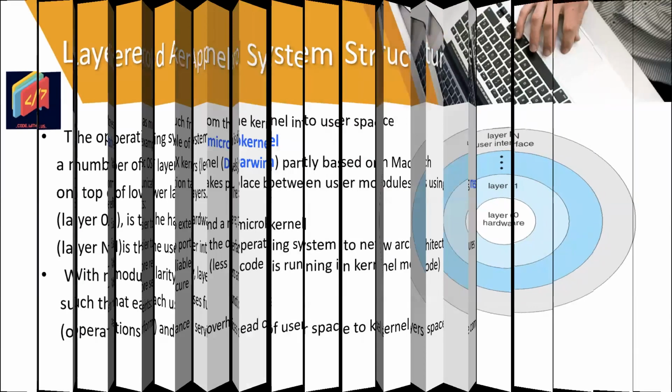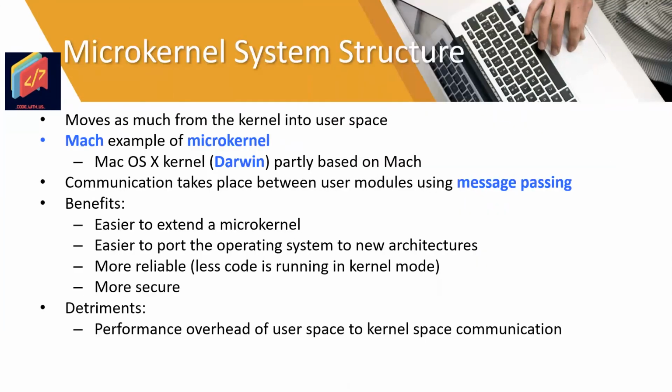And the next one we will discuss is the microkernel system structure. It's a very important structure also. The microkernel structure moves as much as possible from the kernel into user space. Mach is an example of a microkernel. The Mac OS X kernel, Darwin, is partly based on Mach. Communication takes place between user modules using message passing.